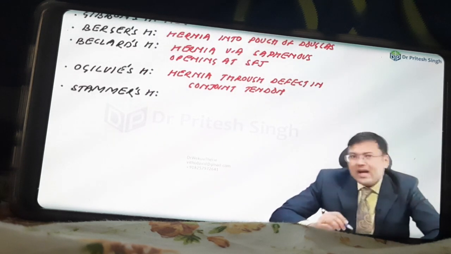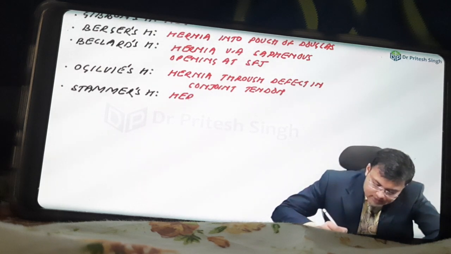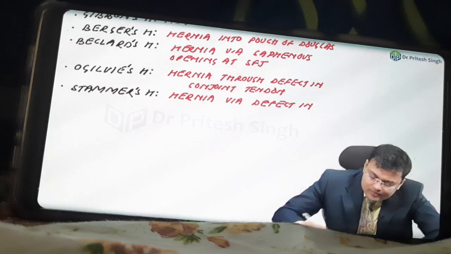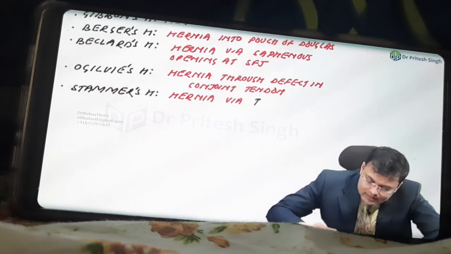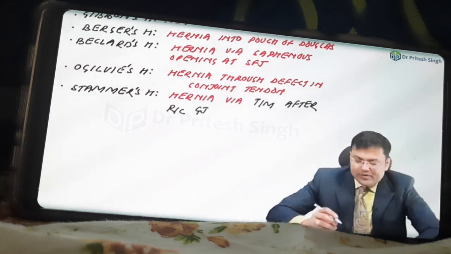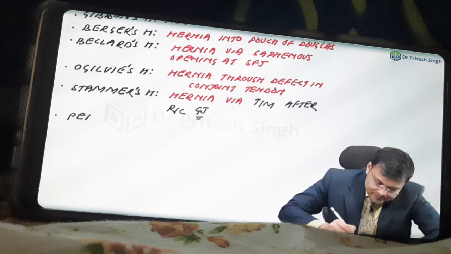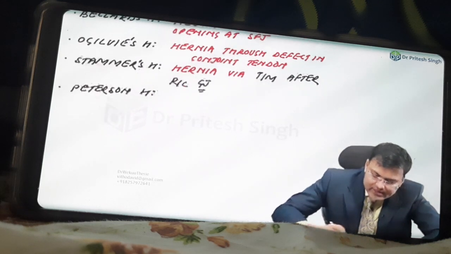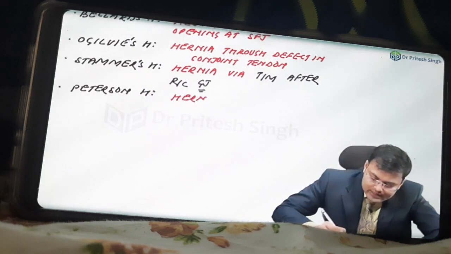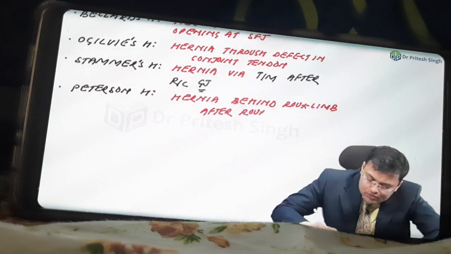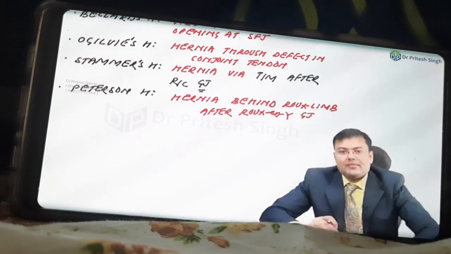After that, there is Stammer's hernia. This is hernia via a defect in the transverse mesocolon, after retrocolic gastrojejunostomy. Next is Petersen's hernia. Petersen's hernia is hernia behind the Roux limb, after Roux-en-Y gastrojejunostomy. So these are the named hernias.